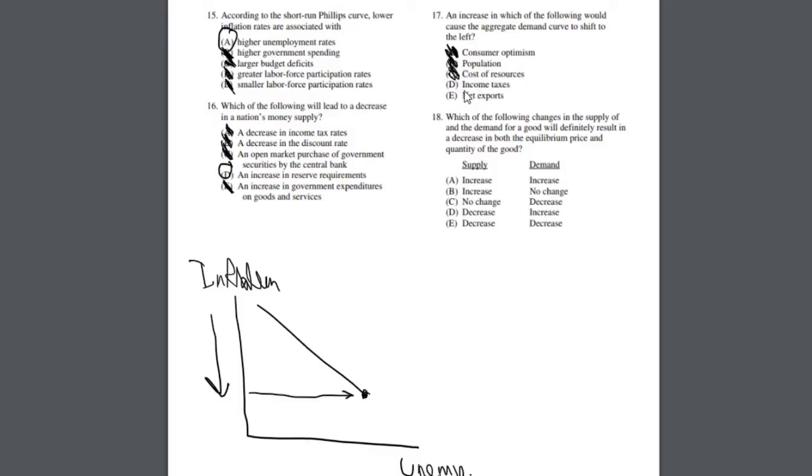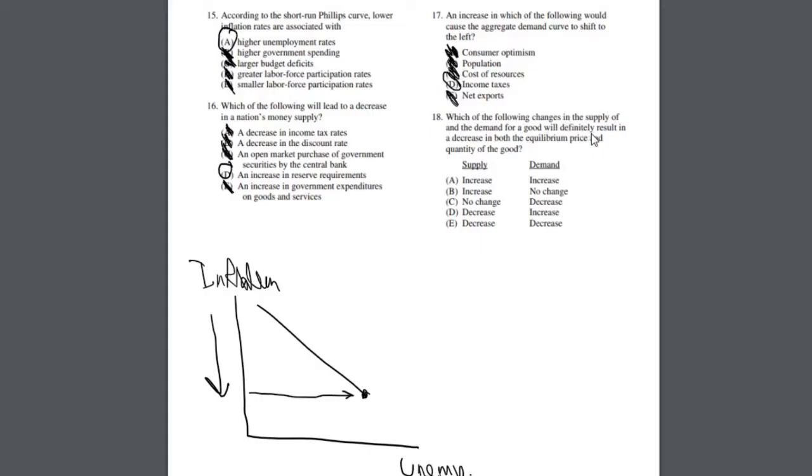That's a trigger. Income taxes, yes. An increase in income taxes is going to decrease consumption because it's going to decrease your disposable income. Remember, disposable income is your income minus taxes plus government transfer payments. So if you have a larger amount of taxes to subtract from your income, that's going to decrease your consumption. So we know that D is the right answer. Net exports? An increase in net exports, no, it's going to increase GDP and increase aggregate demand.